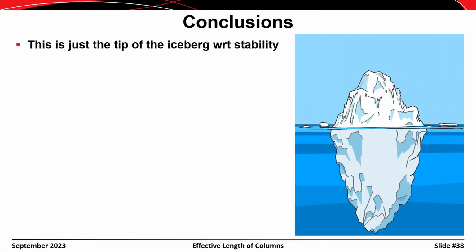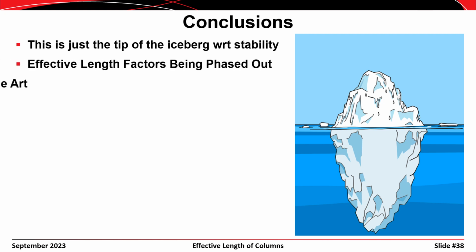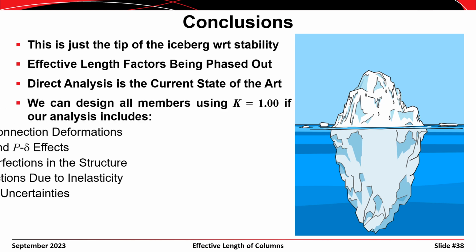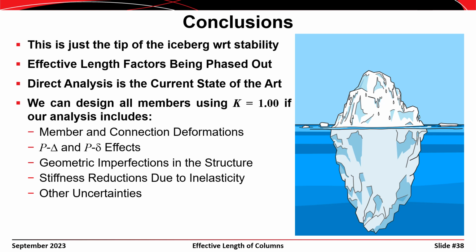In closing, I should mention that this discussion is really just the tip of the iceberg with respect to column and frame stability. Effective length factors are being phased out as the direct analysis method is being more broadly adopted. If we use the direct analysis method, we can take the effective length factors as 1.0 for every member in the frame as long as we account for member and connection deformations, P big delta and P little delta effects, geometric imperfections, stiffness reductions due to inelasticity, and other uncertainties.